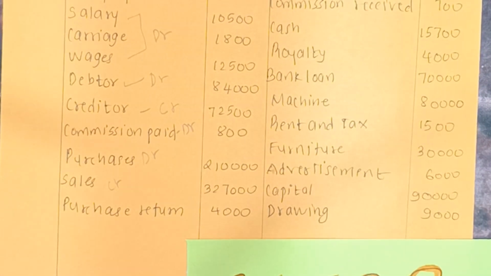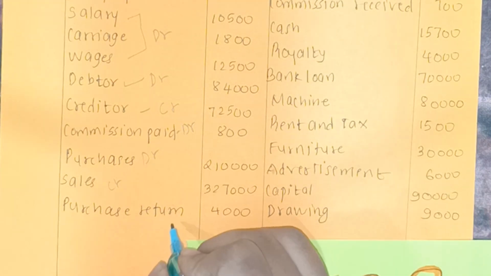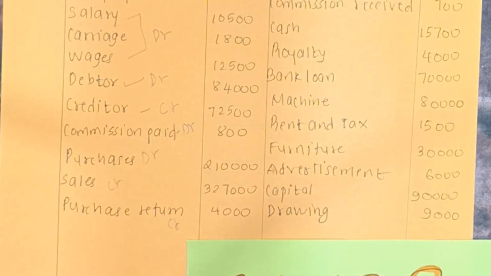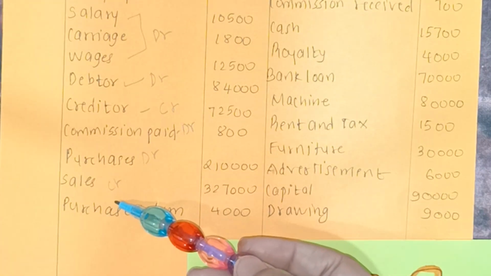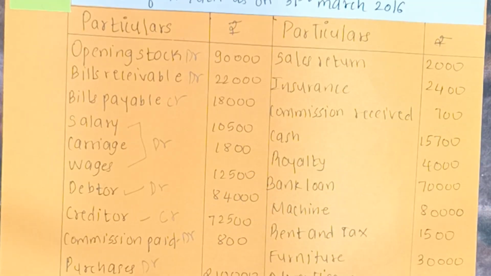Next we have purchase return. Purchase return is actually a contra expense account, or you can say it is the opposite of purchase. So if purchase is on the debit side, purchase return will be on the credit side. You have to remember it this way. Then again we have sales on the credit side. So where will sales return be? Sales return will be on the debit side.